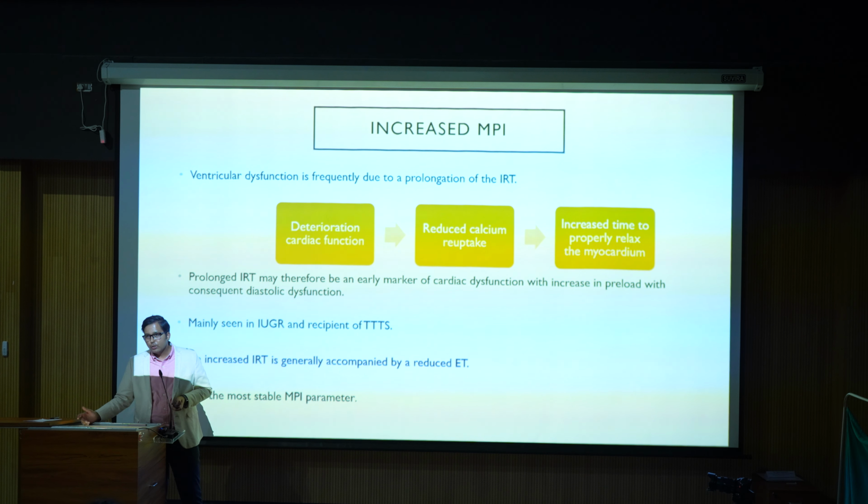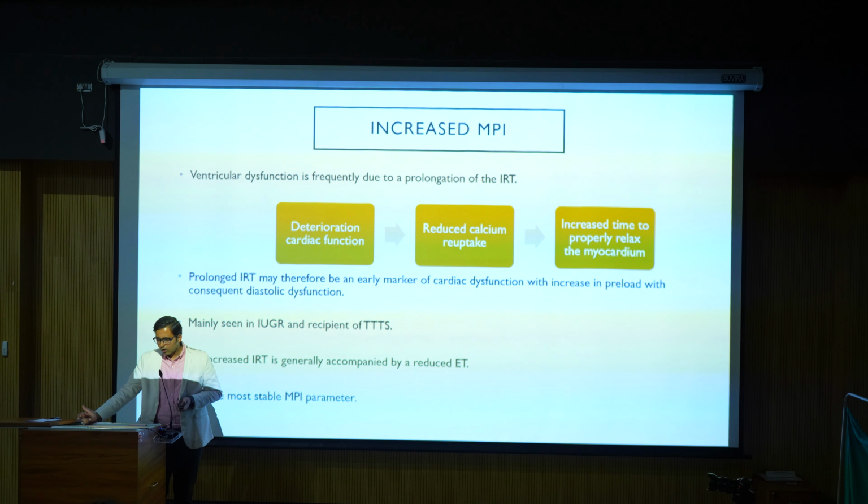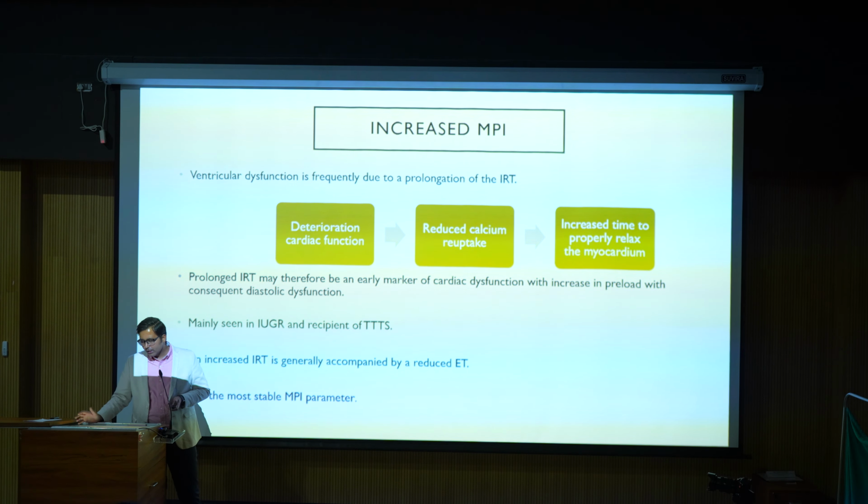So why would the MPI increase? There will be a ventricular dysfunction. It is mainly due to the prolongation of the isovolumetric relaxation time, since there is a deterioration of the cardiac function, which leads to reduced calcium reuptake, and there will be an increased time to properly relax the myocardium.